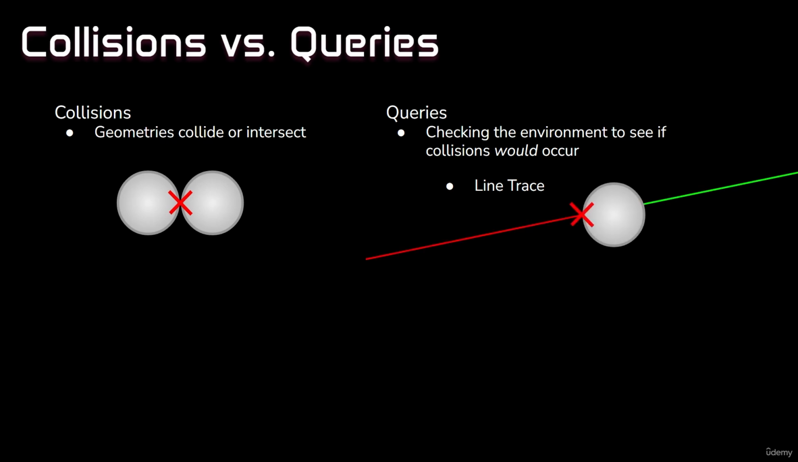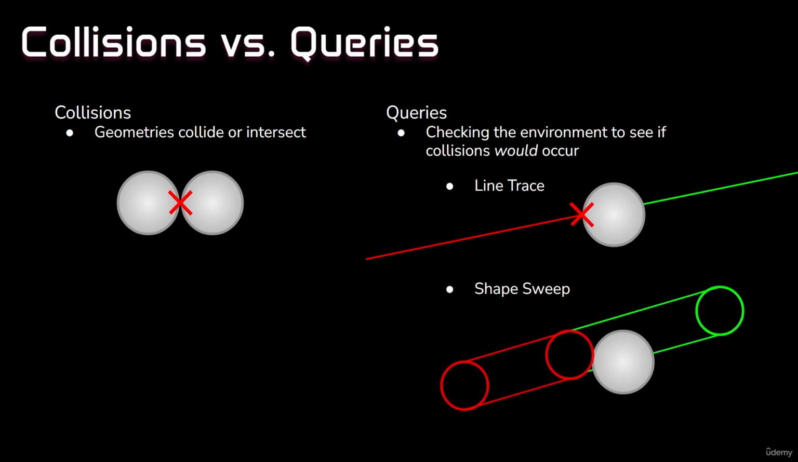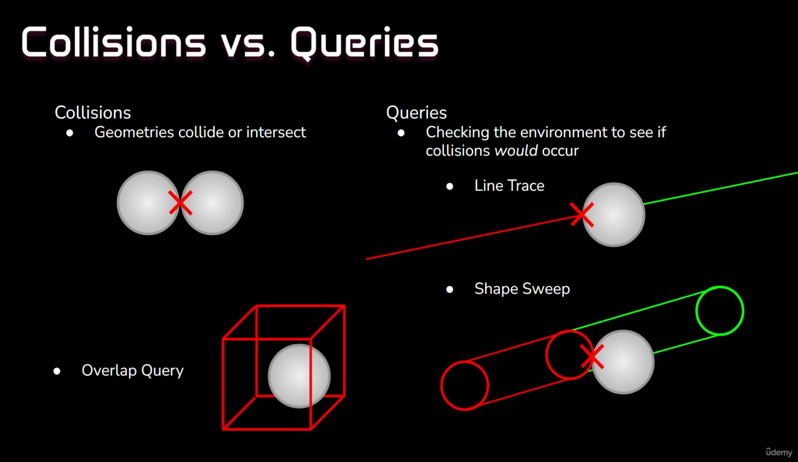Objects have to have their collision settings configured properly to be able to register a hit by a line trace. Similar to line traces, we have shape sweeps, also called shape traces, where we sweep a shape across space, a sphere or a box, for example, and see if that invisible shape would hit something, much like a line trace. We also have overlap queries. These are checking for overlaps with some invisible shape. So both collisions and queries play a role in the collision framework.